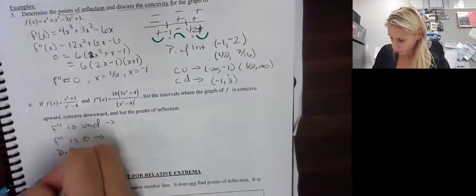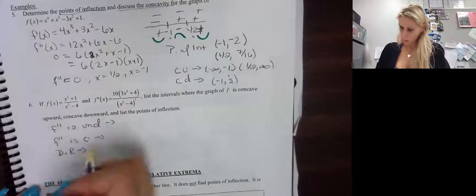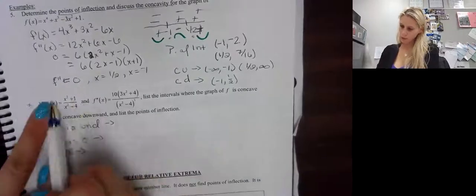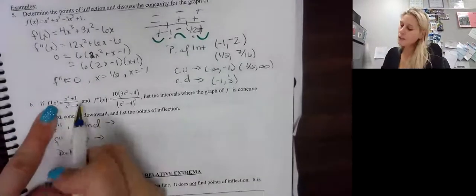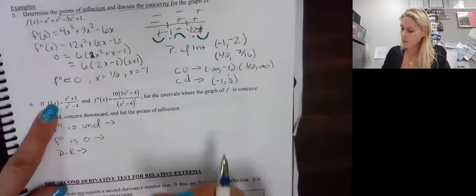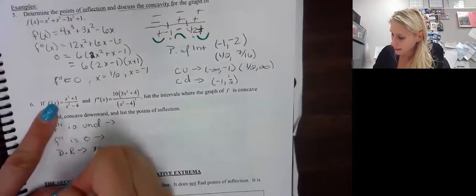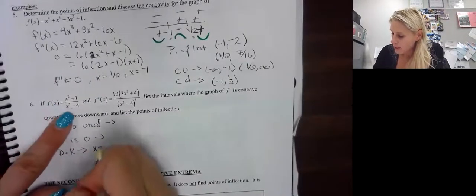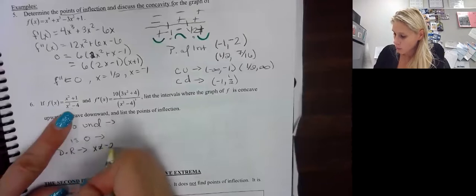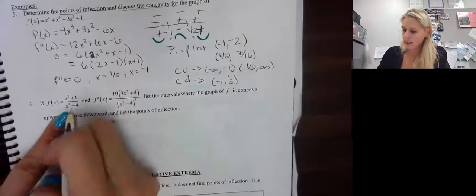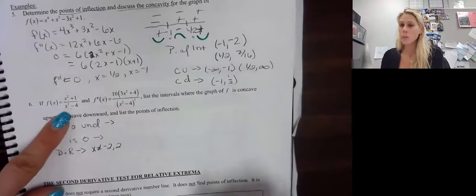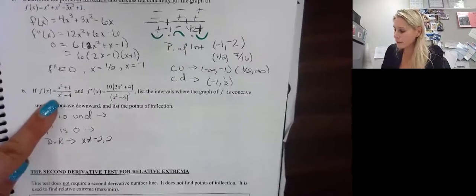So domain restrictions come from our original problem. So here's our original function. What can't x be? Well, as you can see, x cannot be -2 or 2, right? Because that would put 0 in the denominator, and we can't have 0 in the denominator.